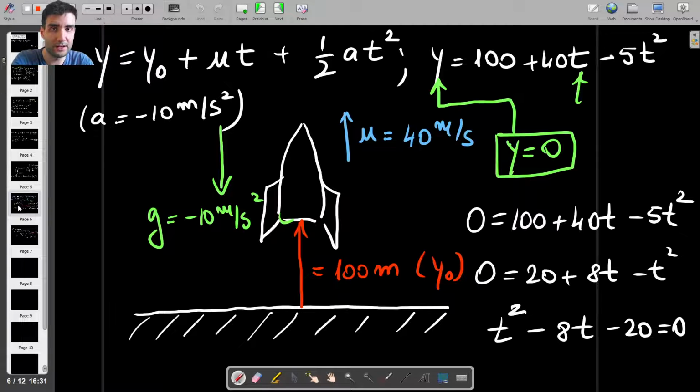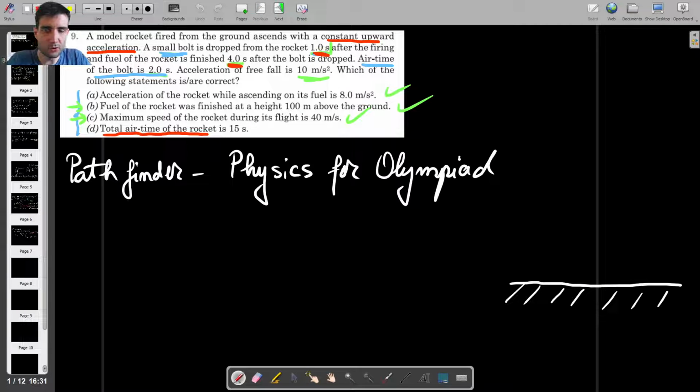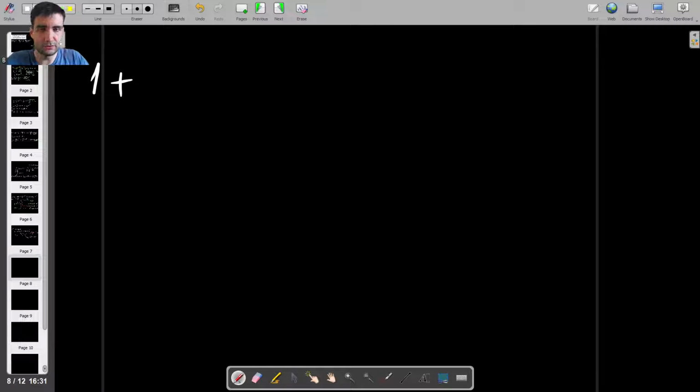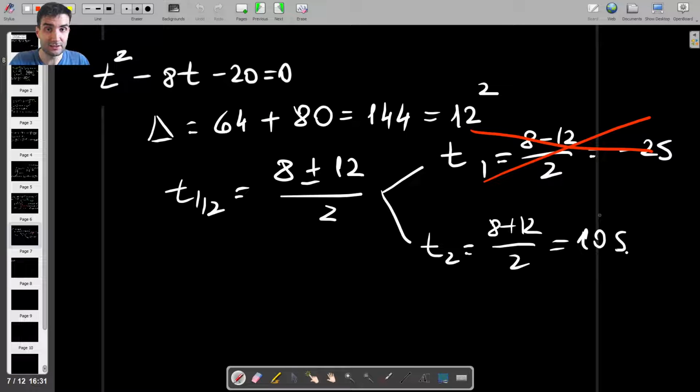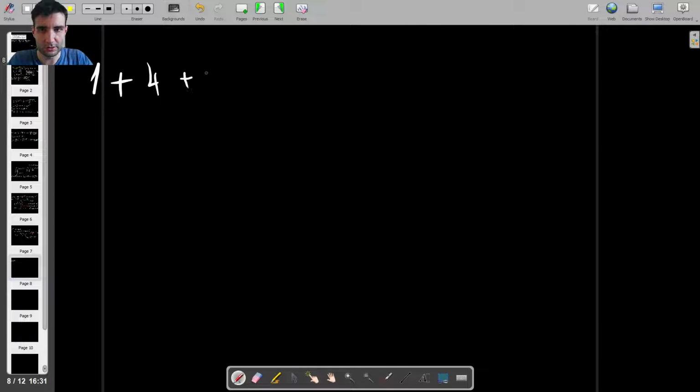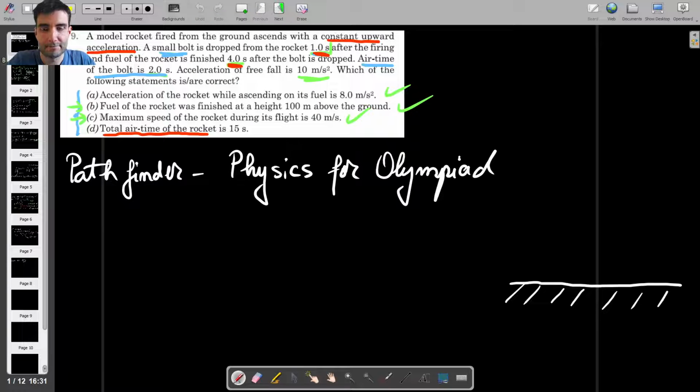So let's now find the total airtime of the rocket. So we know that the small boat is dropped 1 second after takeoff. And then 4 more seconds later, the fuel runs out. And then we just found here that after 10 more seconds, the rocket hits the ground. So the total airtime of the rocket is therefore going to be 15 seconds. And that is telling us that D is also correct. So for this question, all 4 answers, all 4 options were correct. And that's the end of the question.